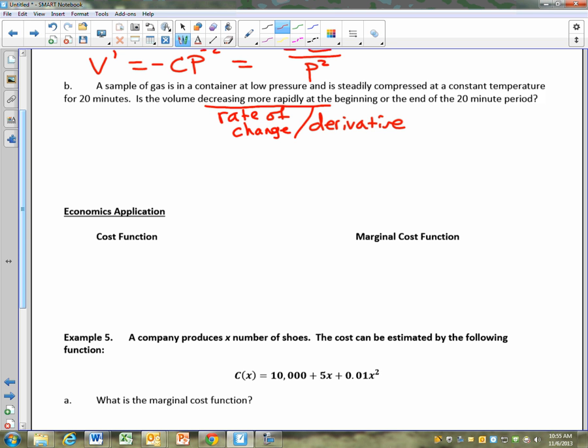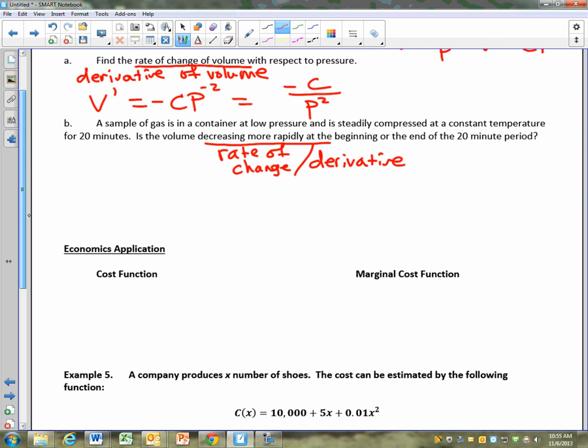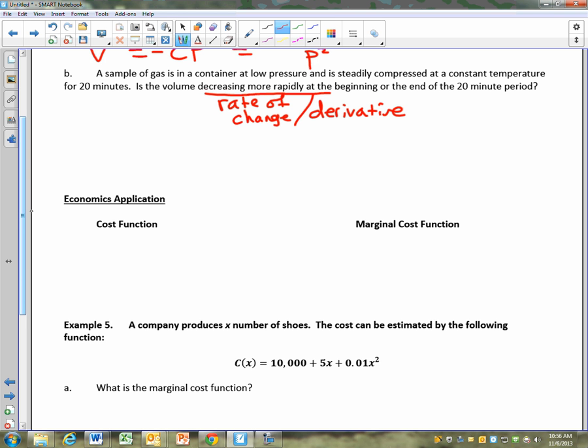as I start compressing it, is it going to go down more quickly at the beginning or at the end? The beginning. Yeah, there's more compressing to take place at the beginning. When you get down, it's going to go down even slower and slower and slower, right? That's what this question is asking. It just wants you to understand that rate of change. Now, we could plug in some arbitrary values and see that in fact the derivative is greater at the beginning, that it's decreasing at a greater rate, but that's all they're asking. As you compress something, the volume is going to go down more quickly at the beginning and it's going to slow down at the end. Okay, so is the volume decreasing more rapidly at the beginning or the end of the 20-minute period? The beginning.